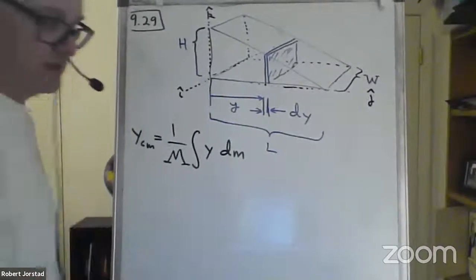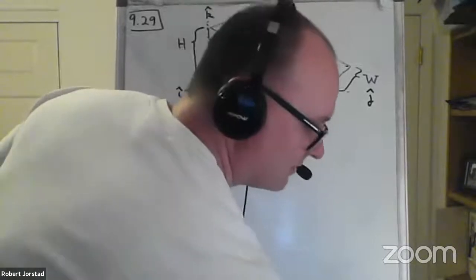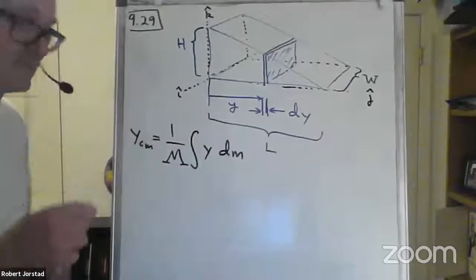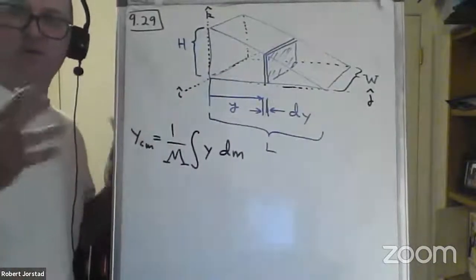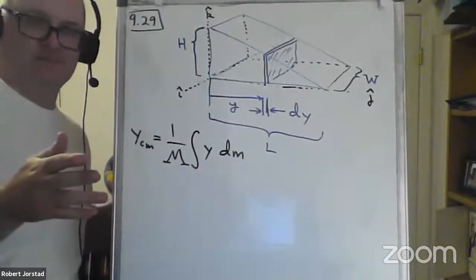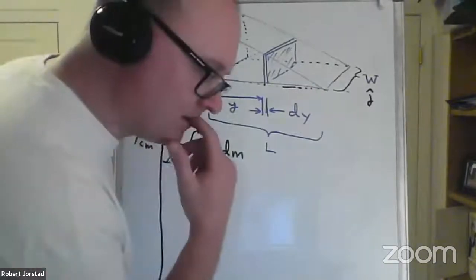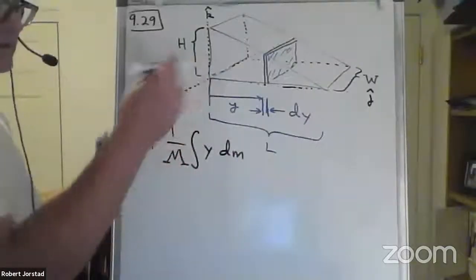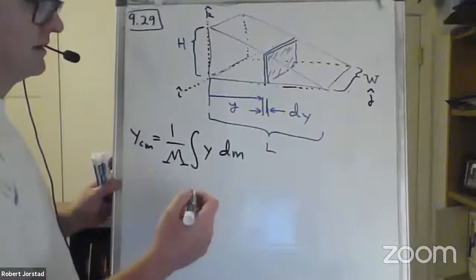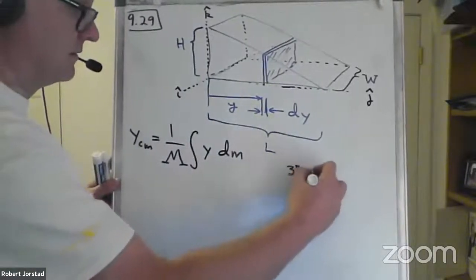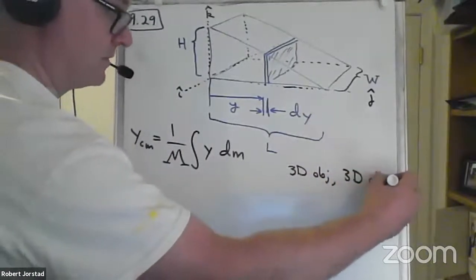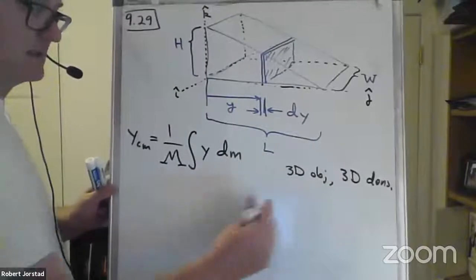Okay, so let's read the question. I'm going to get the question up here. The first part says, determine the density of the slice. Is this uniform or non-uniform density? Did it say? Uniform. So what's the density going to be? 1D, 2D, or 3D object? It's a 3D object, so I need a 3D density. In this case, that's rho.